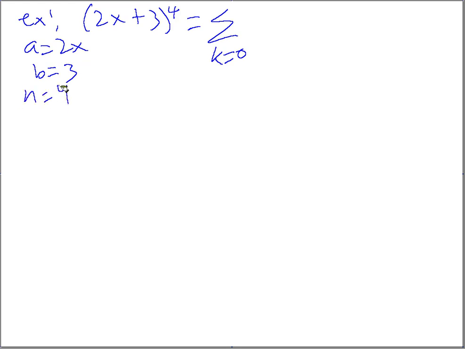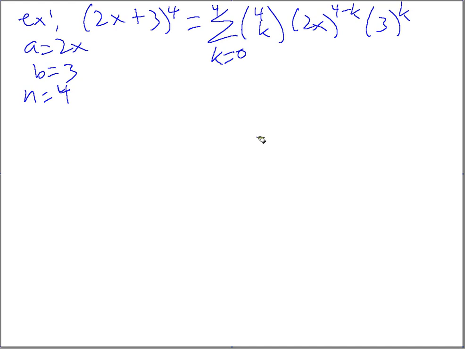Probably should write that down as well. So up to 4 of what? 4 choose k, or n choose k, right? So 4 is n, and 4 choose k of what? Of 2x, right? A is the first term, 2x to the what? 4 minus k, and what else? 3 is the second term, so 3 to the what? Same as the lower number, the k.